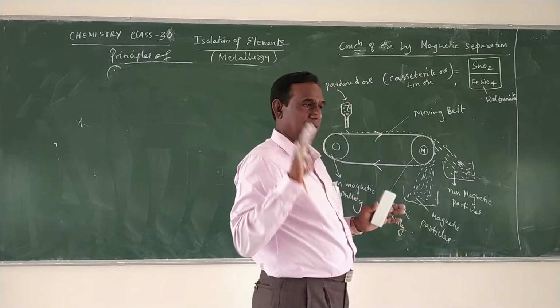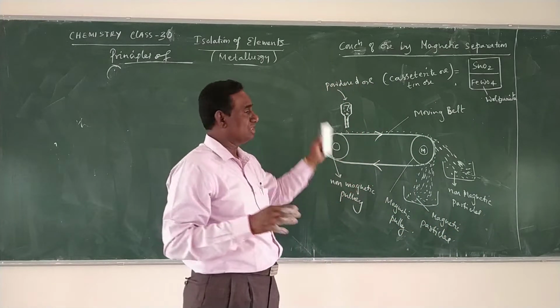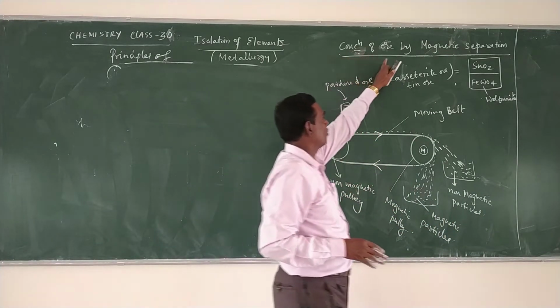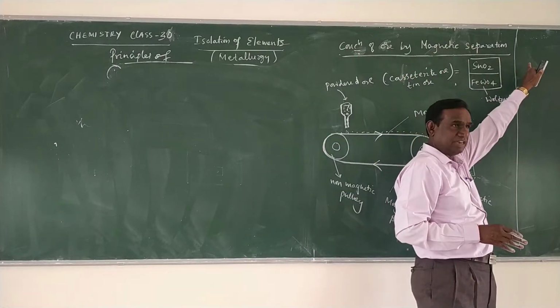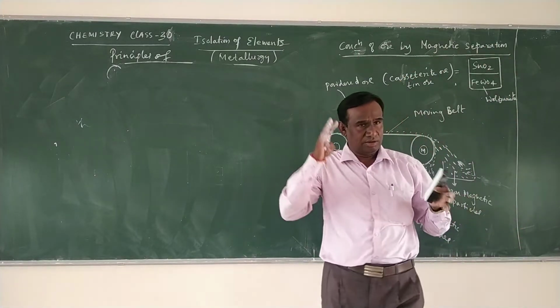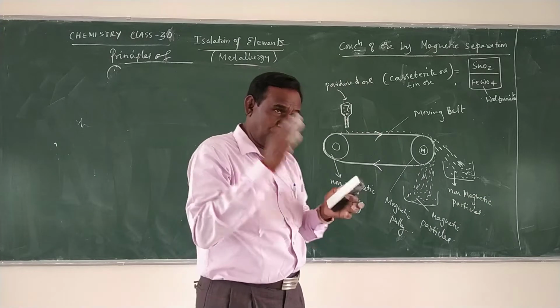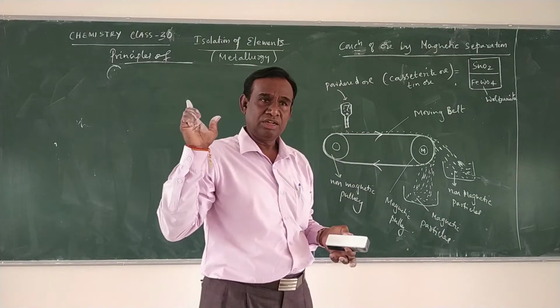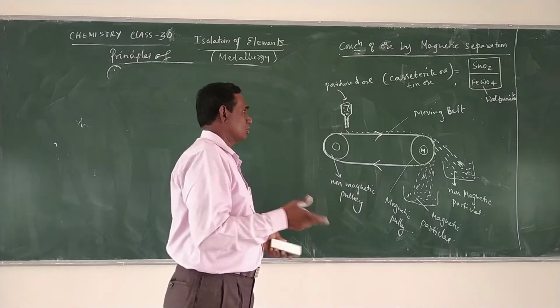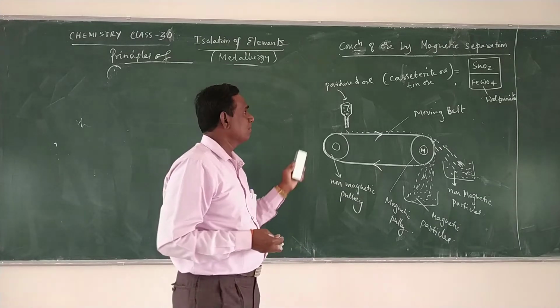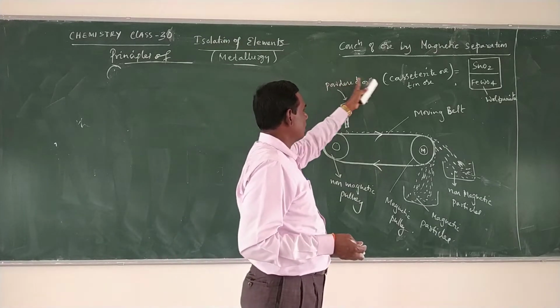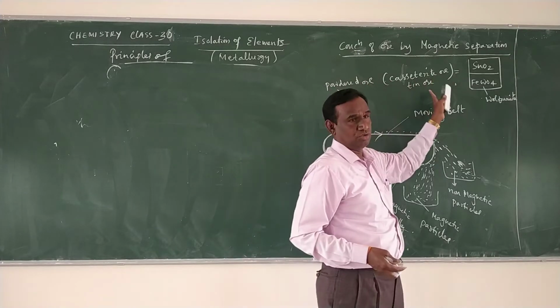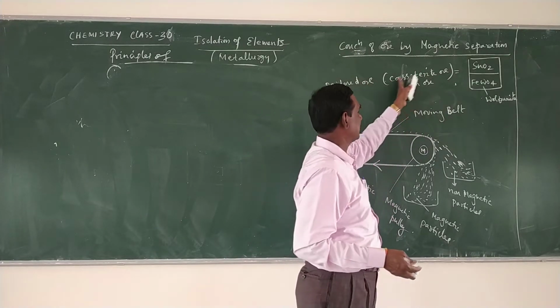That is the meaning, that is the principle used in this method. So concentration of the ore by magnetic separation method depends upon the fact that one of the components should be attracted by the magnetic field, other should not be attracted by the magnetic field. So here, in this method, we are taking the powdered ore, that is called the cassiterite ore, the tin ore. Ore of tin is called the cassiterite.